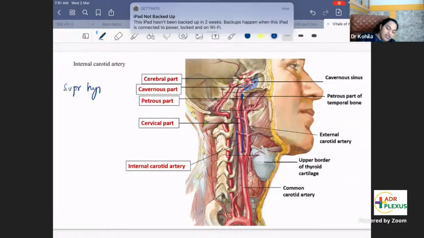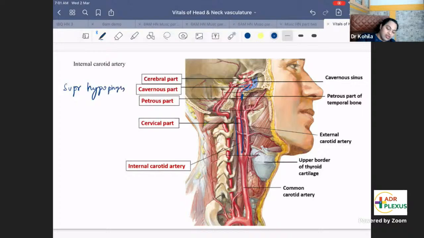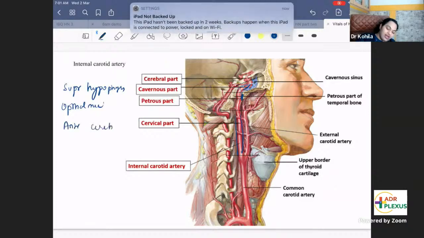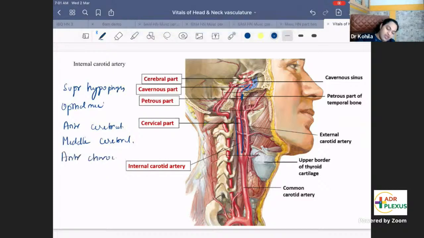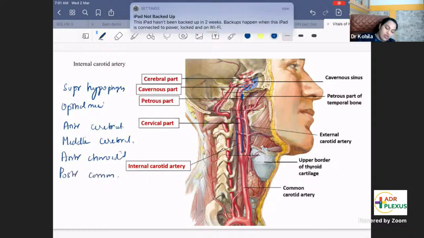Superior hypophyseal artery, ophthalmic artery, and then anterior cerebral artery, middle cerebral artery, and then it has the anterior choroidal artery and posterior communicating artery. Six branches, guys. These are the branches from the internal carotid arising from its cerebral part.